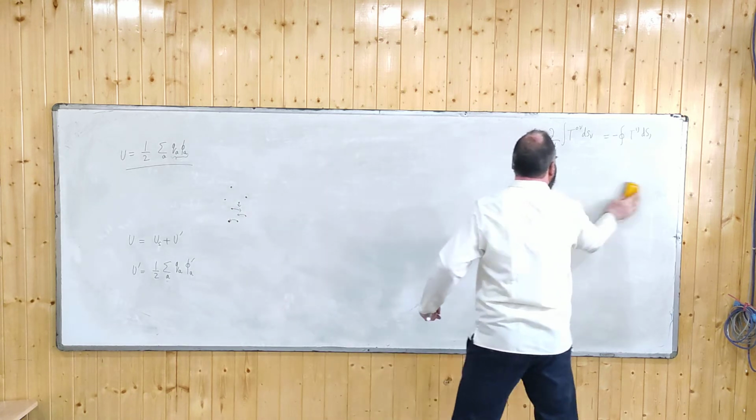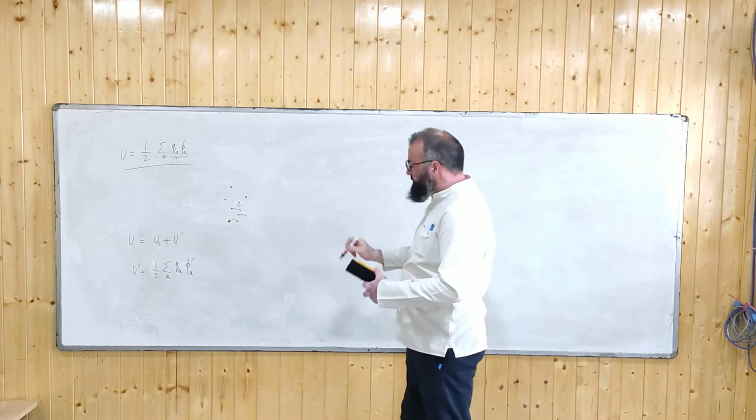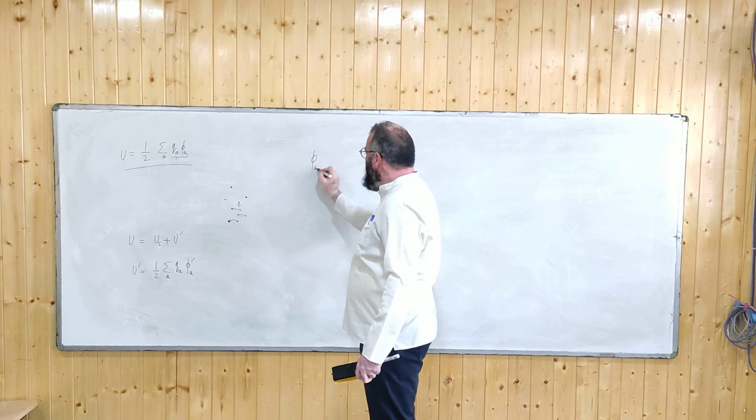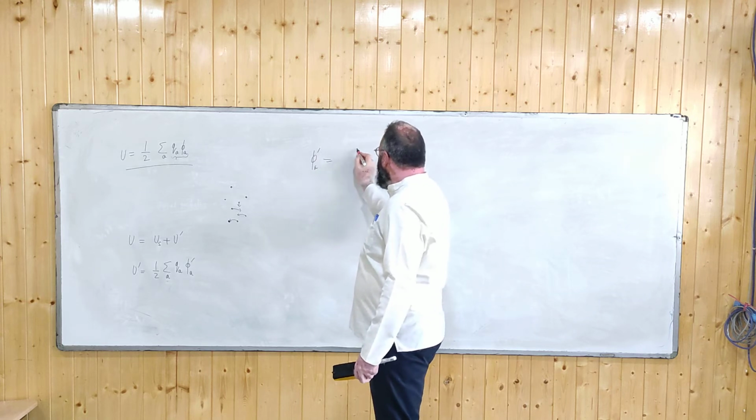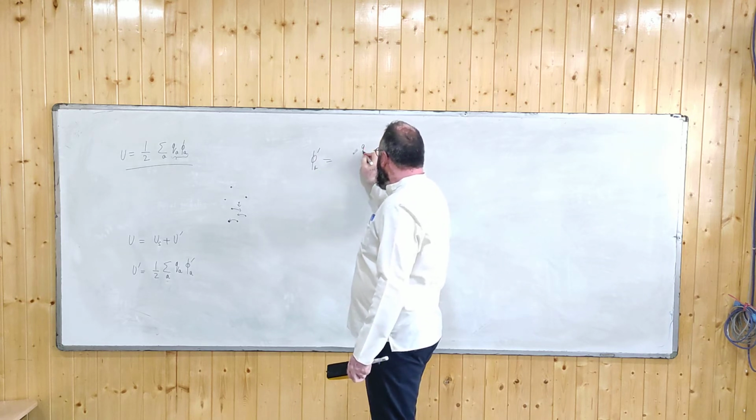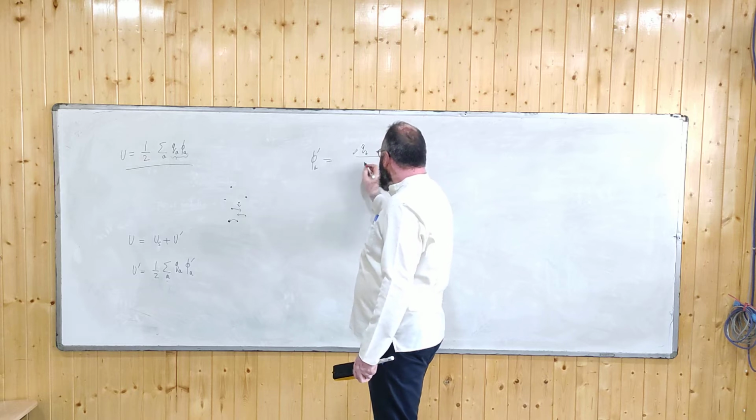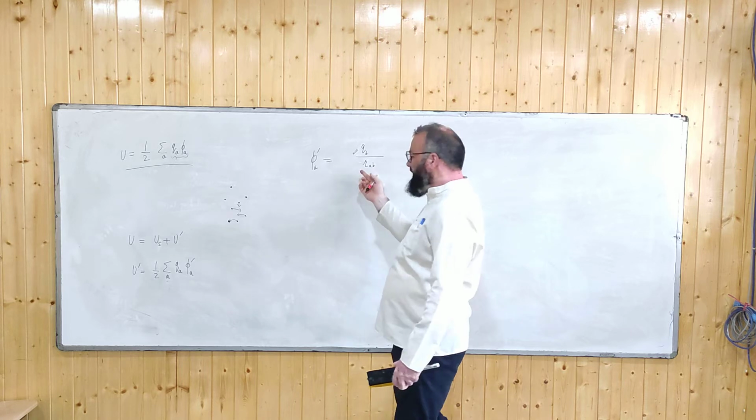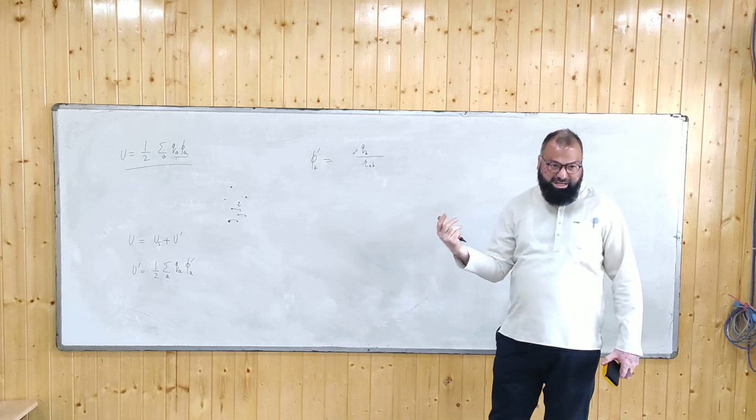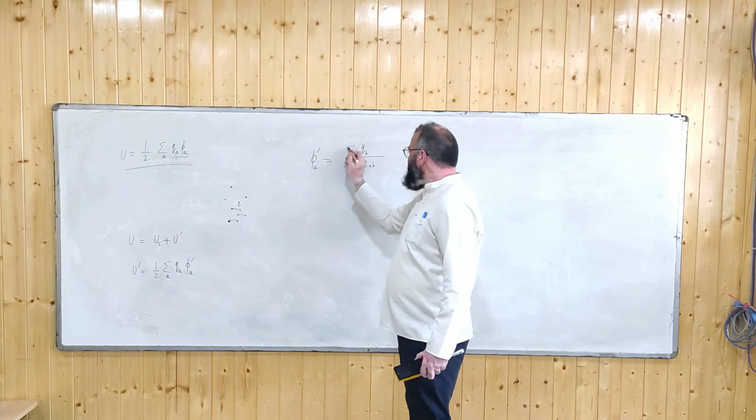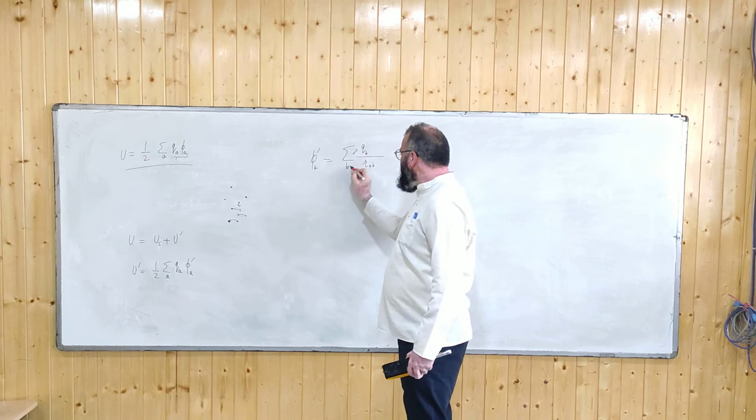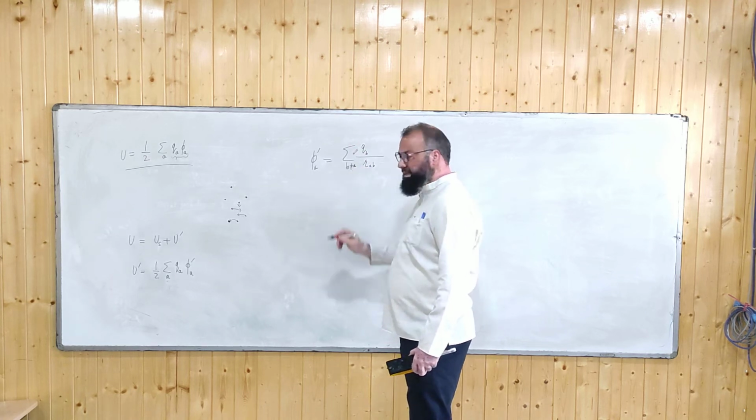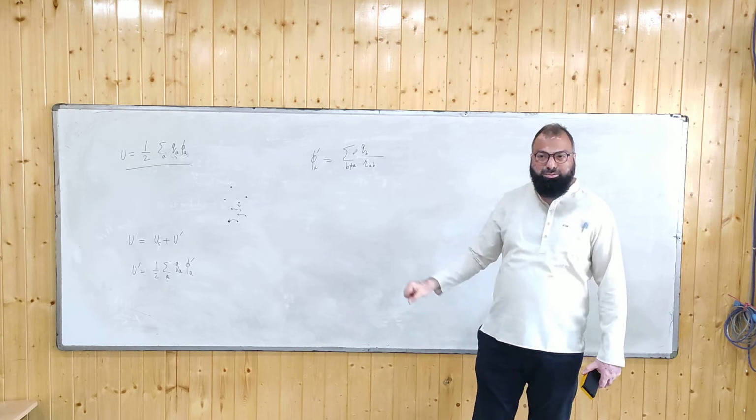So this phi A prime means the potential due to some charges QB, with some RAB. RAB means the distance between the Ath charge and the Bth charge. So let's sum over B, and B is not equal to A. Clear?